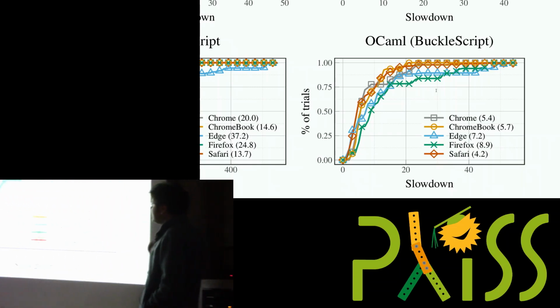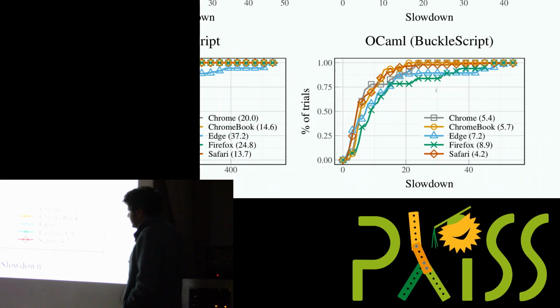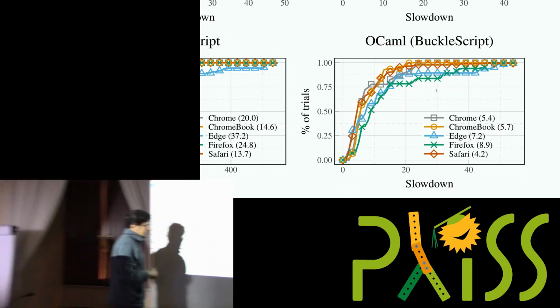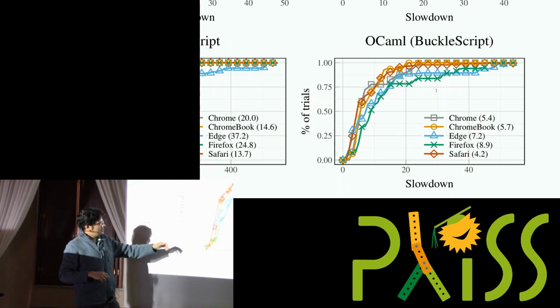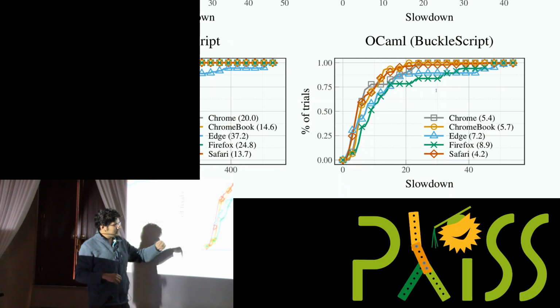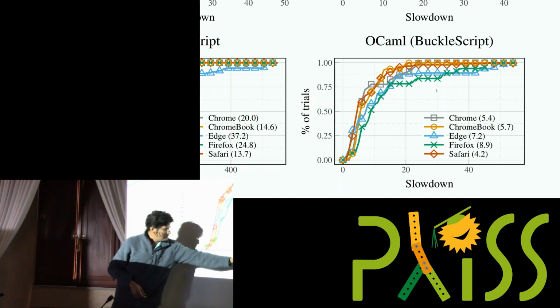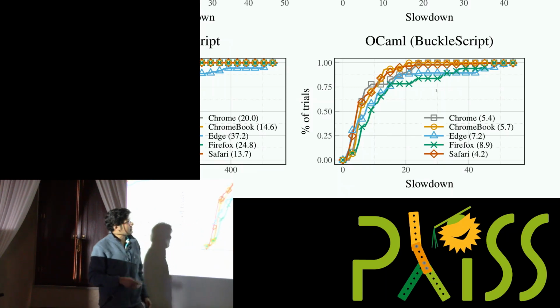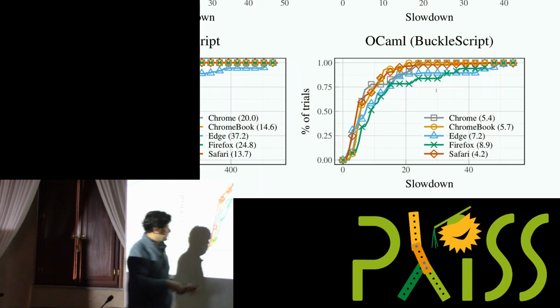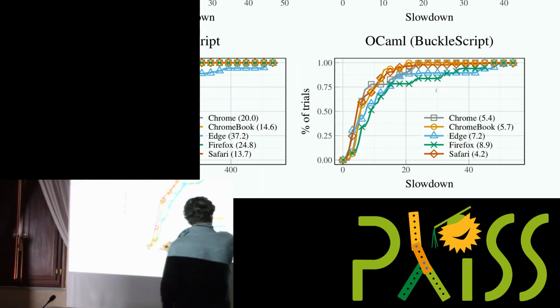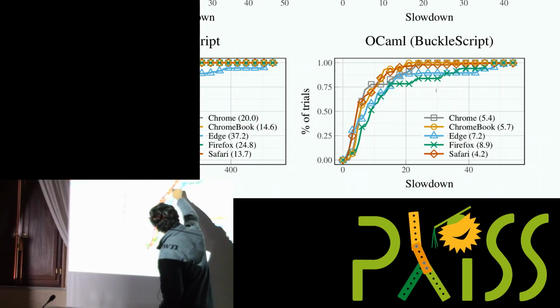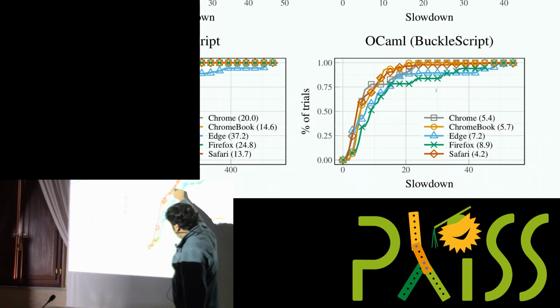But the CDF gives you a little bit more information. The way to interpret it is we have slowdown on the x-axis, and the y-axis is the fraction of benchmarks with slowdown less than whatever we have on the x-axis. So for example, this is 10. Let's take the Safari line, which is red. Roughly 75% of the benchmarks have slowdown less than 10x. Right?